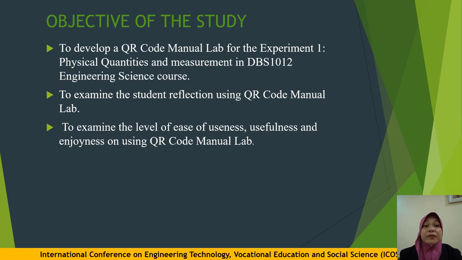The objectives of this study. The first, to develop a QR code lab manual for the experiment 1, physical quantities and measurement, in engineering science course. The second objective of the study is to examine the student reflection using QR code lab manual. The third is to examine the level of ease of use, usefulness, and enjoyment of using QR code lab manual.